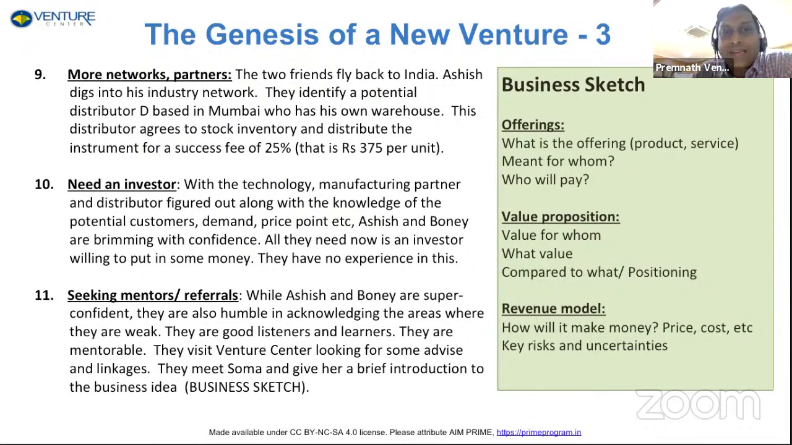Right, now they need an investor, right? They need the money. So they need to figure out how much money they need. Of course, you immediately would think they definitely need the 30 lakhs, but probably they need more. We'll try and figure that out. Okay. And with the technology and manufacturing partner, distributor, everything figured out, they're brimming with confidence. They're looking for an investor, but they have no experience in getting this investor, right? How do you go to an investor? How do you raise money? They have no clue. So they go around looking for a mentor.